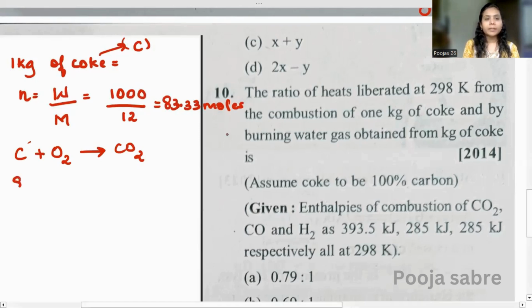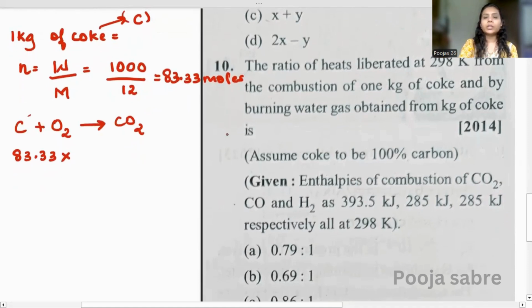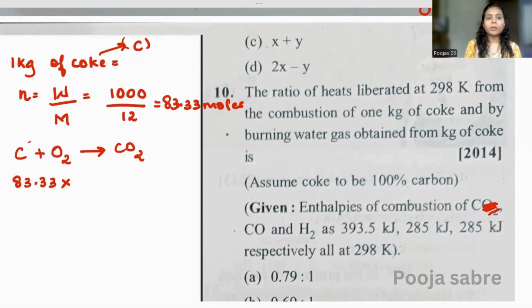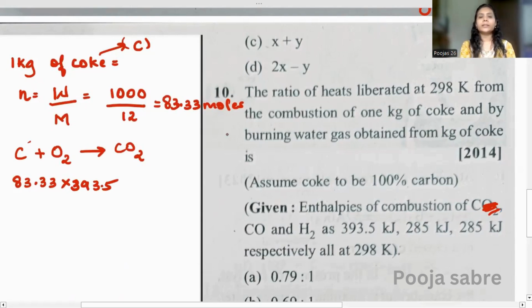We know that carbon, it is 83.33 moles. Now, 83.33 moles, we are going to multiply it with the enthalpy of combustion of carbon. Now, this is not a CO2. This should be carbon. Okay, this should be carbon. So we are going to multiply it with the enthalpy. Now this is how many moles of carbon? 83.33. Multiply it with 393.5. Clear? So this is basically the number of moles into the enthalpy of combustion of carbon we have done.